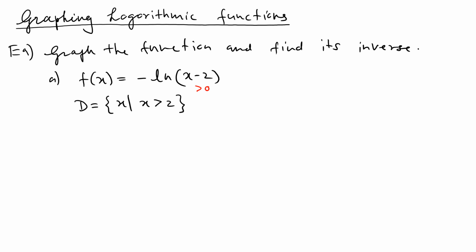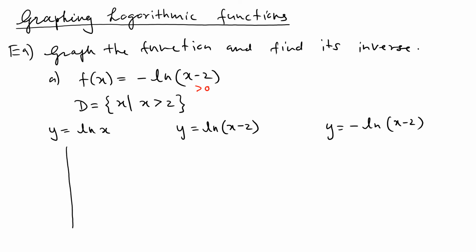Again, we can start with the natural log, then a shift, and then the negation. So we go with y equal ln x, then y equal ln of (x minus 2), and then y equal negative ln of (x minus 2). If you go with y equal ln x, we know that's just the basic log graph.